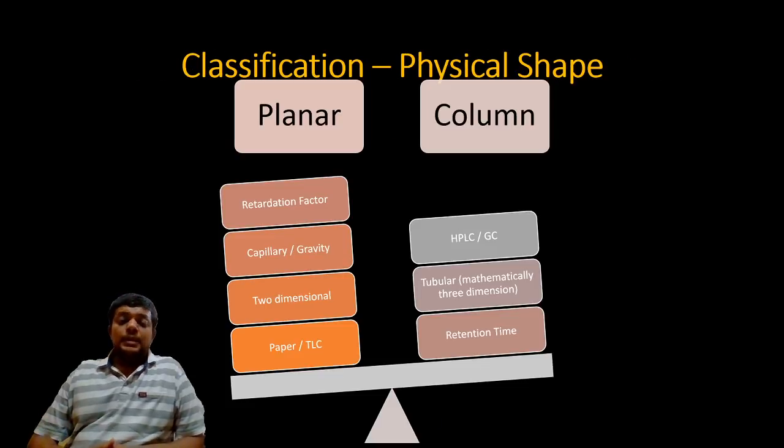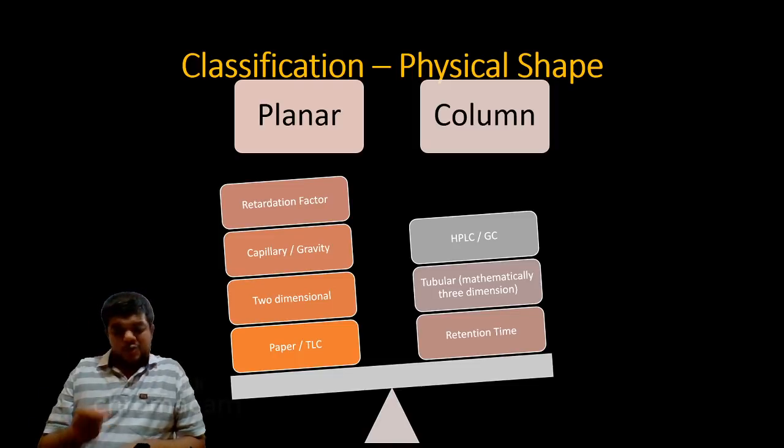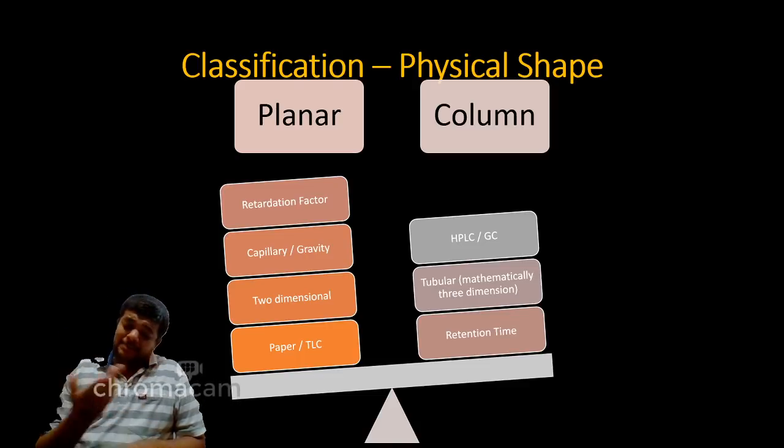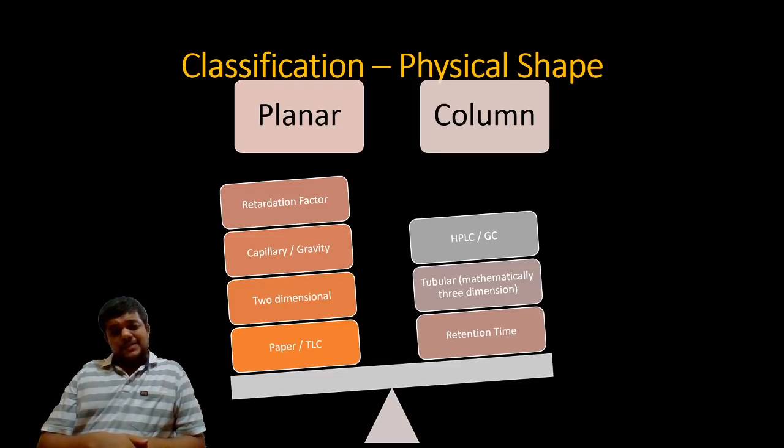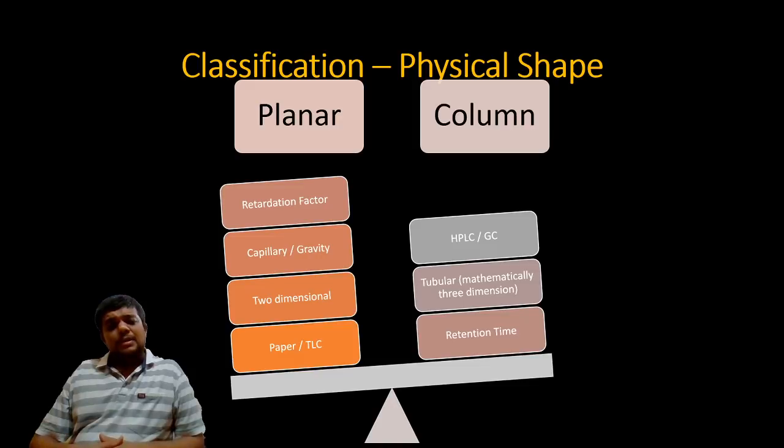Moving further, it can also be classified on the basis of shape: planar and column. Fundamentally, when it comes to planar and column, I always coin it that planar can be one-dimensional or two-dimensional, whereas column is a tubular thing, so the sample can move zigzag, and hence I believe it to be three-dimensional. So whenever we classify it on the basis of its physical shape, it can be planar or column.